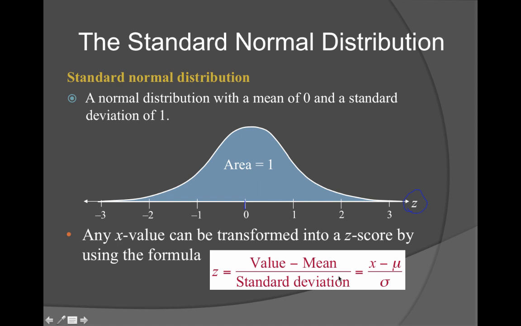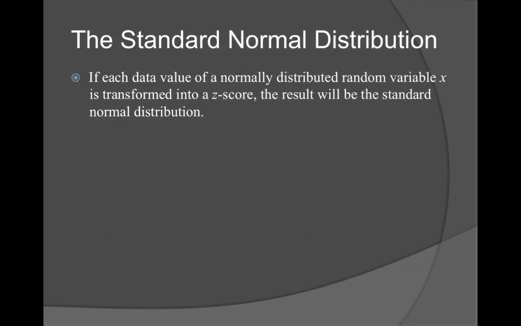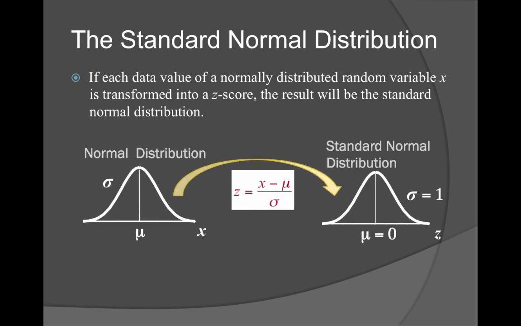Any x value can be transformed into a z-score by using the formula that you guys already know. We did this with Kobe Bryant's salary. z is equal to the x value minus the mean, all divided by the standard deviation. If each data value of a normally distributed random variable x is transformed into a z-score, the result will be the standard normal distribution. In other words, we can standardize any normal distribution.